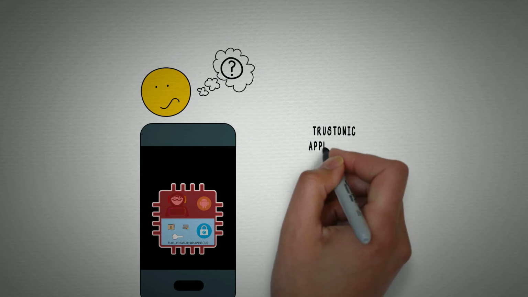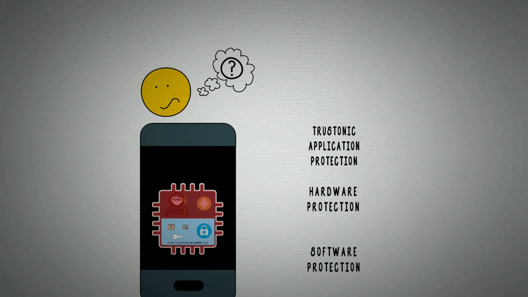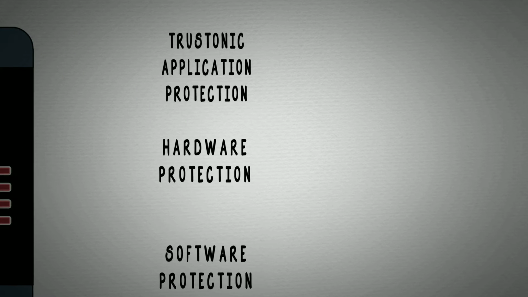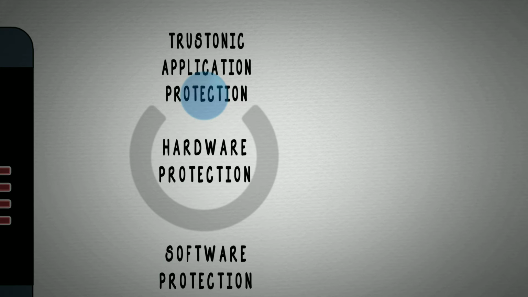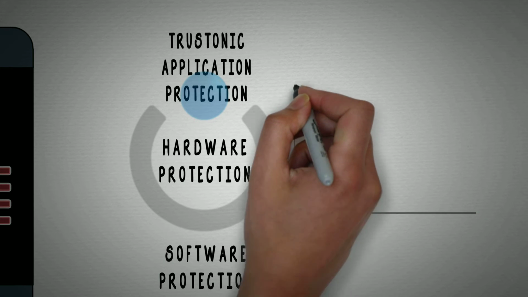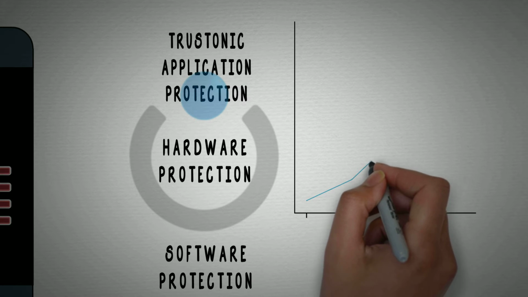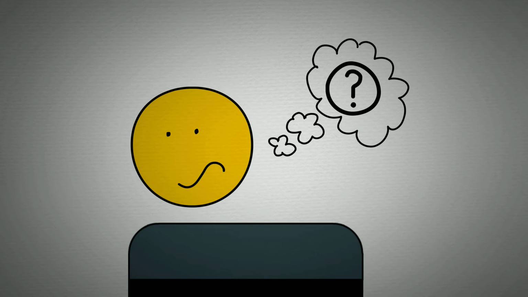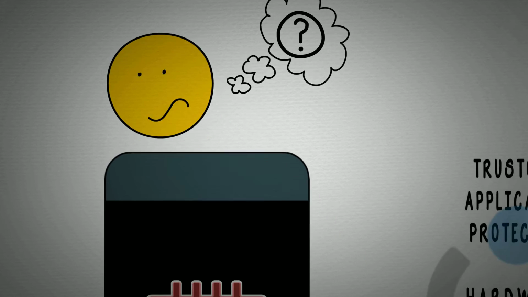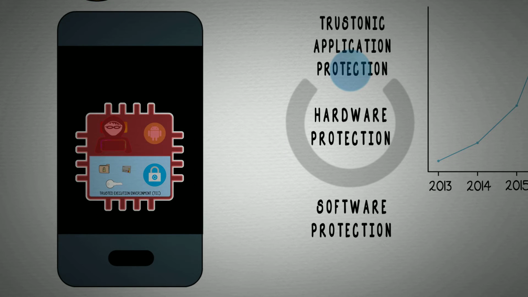The Trustonic Application Protection SDK gives application developers like you and I access to the trusted execution environment, unlocking the same level of hardware security as Samsung and other handset manufacturers. Trustonic's hardware protection is widely deployed in over 1 billion handsets worldwide, covering 9 out of the top 10 Android handset manufacturers. But what happens if I'm running on a phone which doesn't have a trusted execution environment?